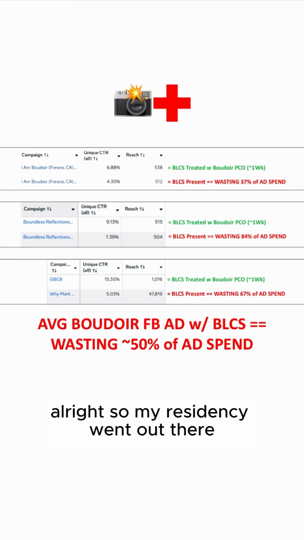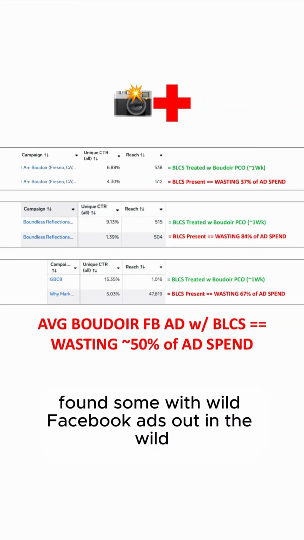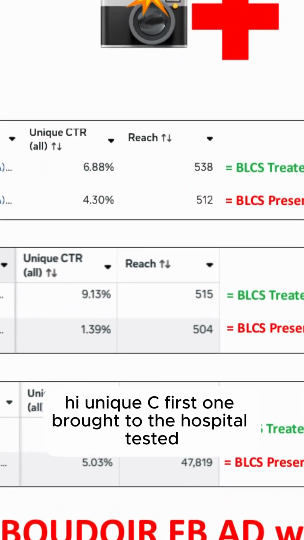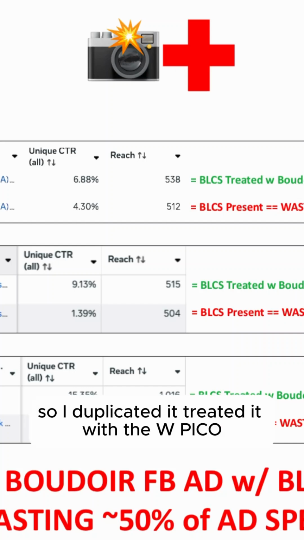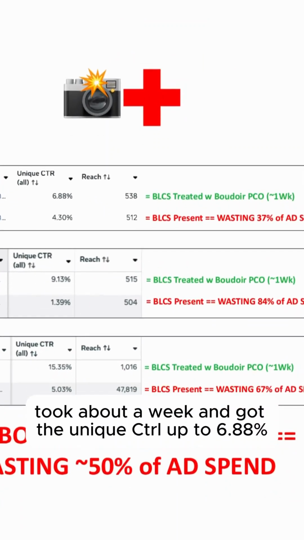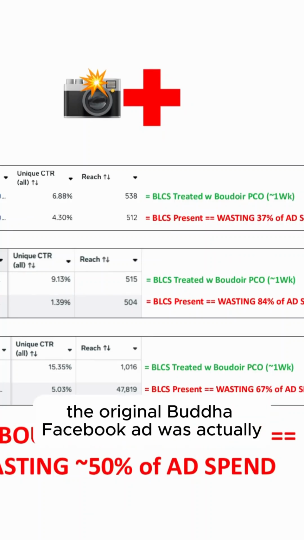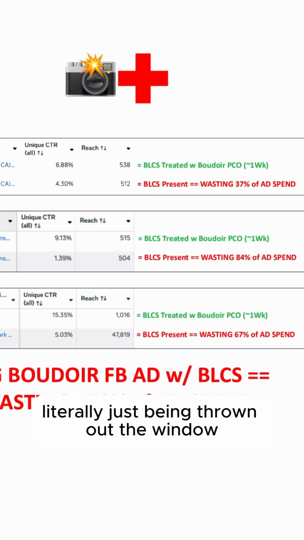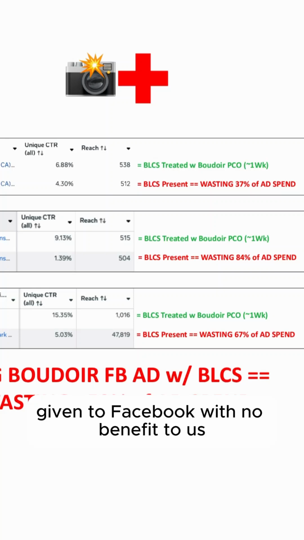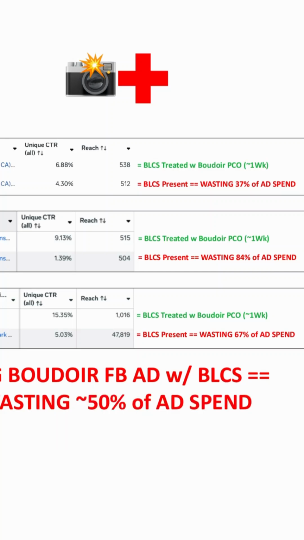All right, so in my residency, I went out there, found some Boudoir Facebook ads out in the wild. I found the first one, brought it to the hospital, tested it, had a unique CTR of 4.3%. So we know BLCS is present. So I duplicated it, treated it with Boudoir Pico, took about a week, and got the unique CTR up to 6.88%. So we found out the original Boudoir Facebook ad was actually wasting 37% of ad spend, literally just being thrown out the window, given to Facebook with no benefit to us.